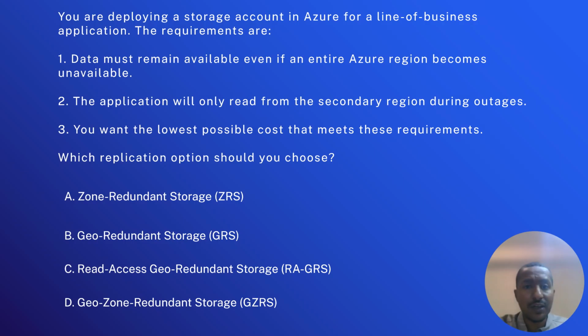Option D, geo zone redundant storage, which basically combines ZRS and GRS, so data is stored across zones within the primary region and asynchronously replicated to a secondary region. So this is the highest resiliency you can get, but the question emphasizes lowest possible cost, and GZRS is more expensive than RAGRS. So the best option here would be C, read access geo redundant storage.